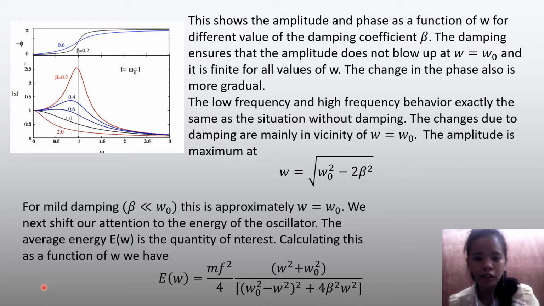The low frequency and high frequency behavior are exactly the same as in the situation without damping. The changes due to damping are mainly in the vicinity of omega equal to omega 0. So the amplitude is maximum, and this gives a solution for getting the maximum. And for mild damping, this is the solution to get the omega.